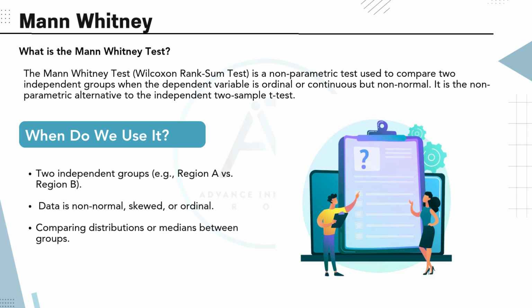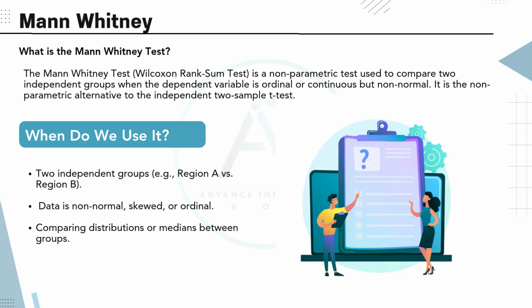When do we use the Mann-Whitney test? When we have two independent groups, such as Region A versus Region B or Group 1 versus Group 2, when the data is not normal or when the variable is ranked or ordinal. When we are comparing distributions or medians between the groups, not the means.